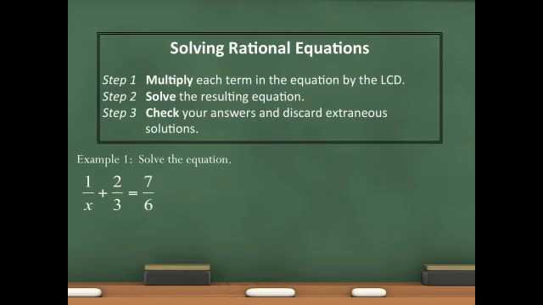Example 1. Solve the equation 1 over x plus 2 over 3 equals 7 over 6. The least common denominator is 6x. Multiply every term in the equation by 6x over 1.